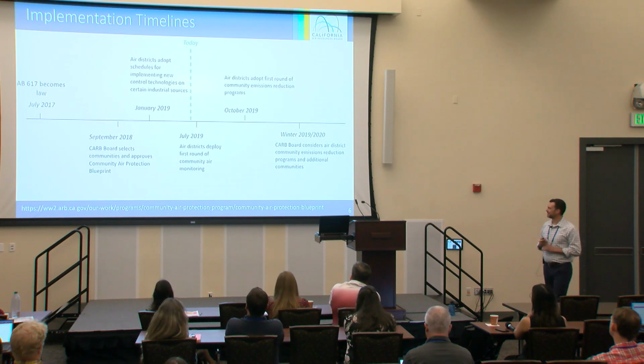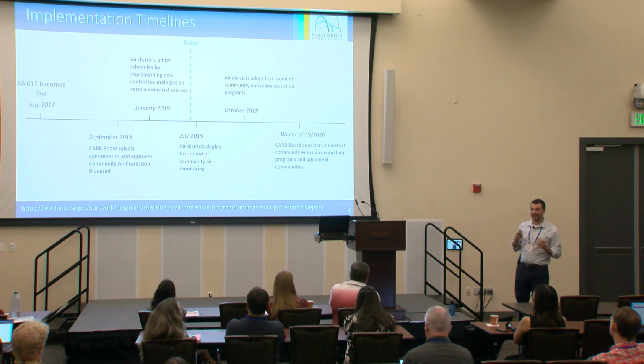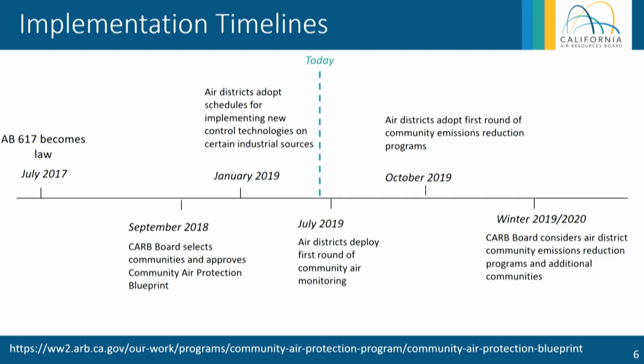And I'll preach to the choir of the 617 folks in the room. This is a very fast program. The bill was signed into law in July 2017, and a little over a year later, the CARB board selected 10 communities across the state and adopted CARB's Community Air Protection Blueprint. This represents a lot of work from a lot of people for a long period of time.